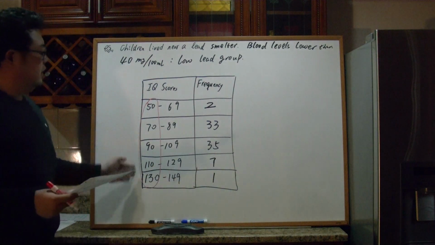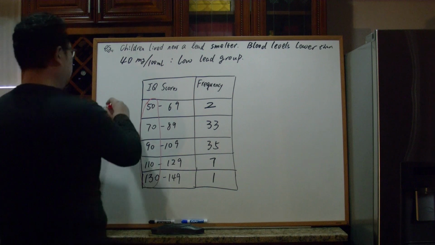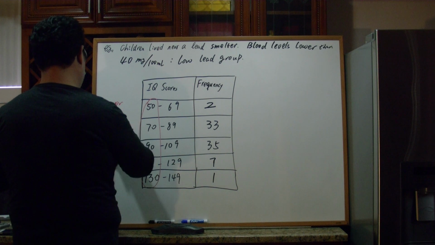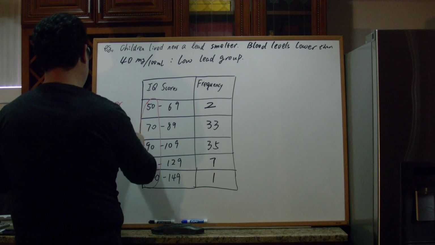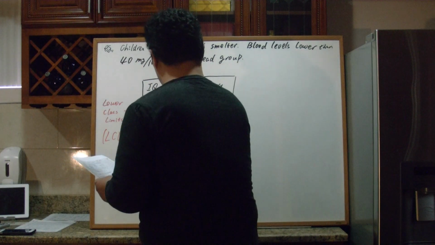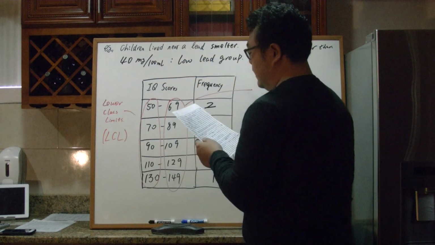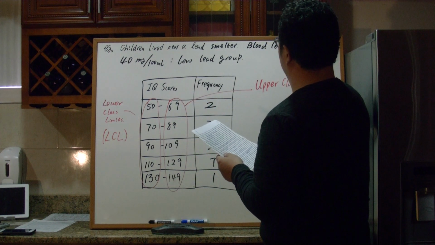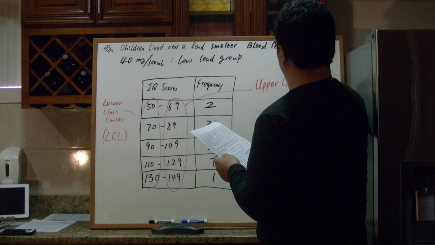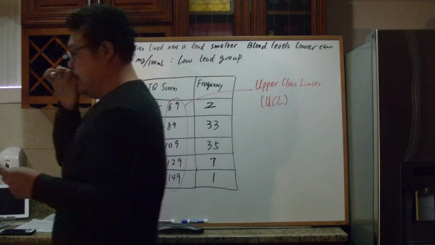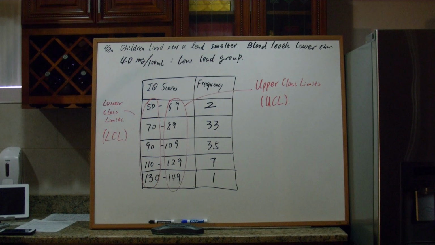The smallest number of each class is called the lower class limit, or we can write it as LCL for lower class limits. And the upper value, or largest number, is called the upper class limit, written as UCL.